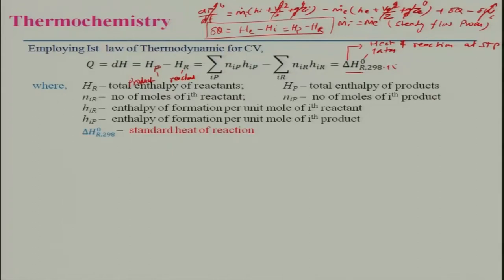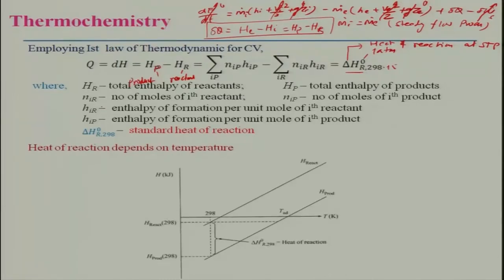So H_iR is the enthalpy of formation of unit mole of the ith reactant, and H_iP is the enthalpy of formation of unit mole of the ith product. And this i, as I told you, depends on the participating species in the reactant and also the product. So heat of reaction basically depends on the temperature, right, isn't it? But heat of reaction at standard state will be basically at 298.15 Kelvin. So if you look at this, this is your enthalpy of the product, and the enthalpy of reactant is higher. Therefore enthalpy of product minus enthalpy of reactant will be negative, therefore it is an exothermic reaction, and this difference is basically the heat of reaction at STP.